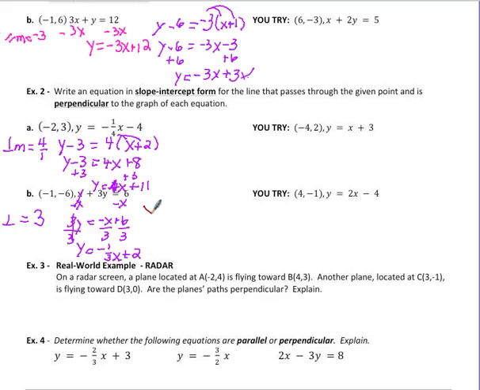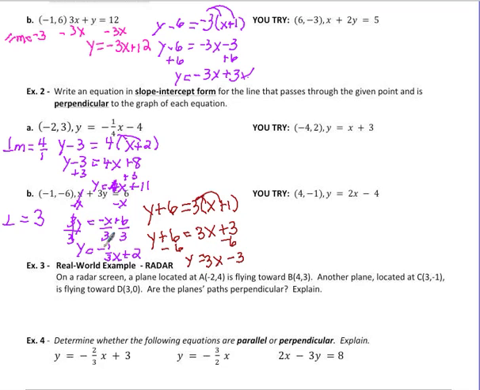So I'm going to get y plus 6, because it's minus a -6, equals 3 times the quantity x plus 1. And I distribute my 3, so I get y plus 6 equals 3x plus 3. Subtract 6 from both sides, and we get y equals 3x minus 3.